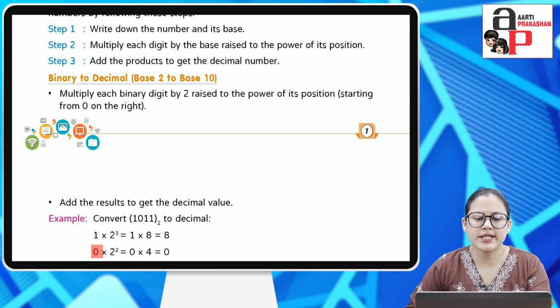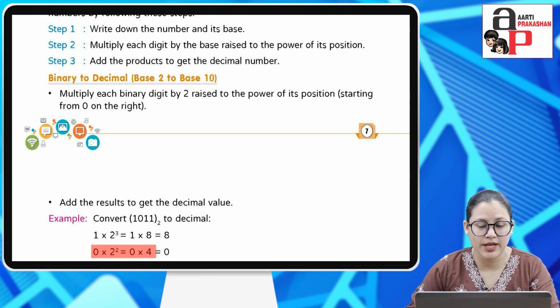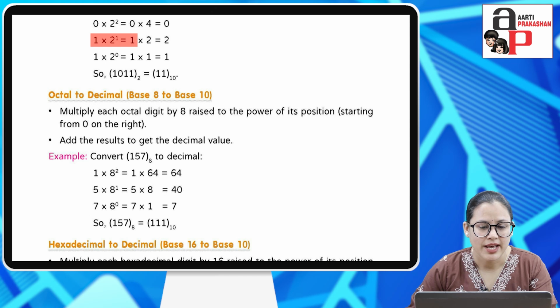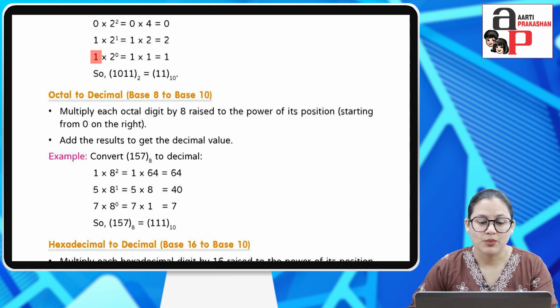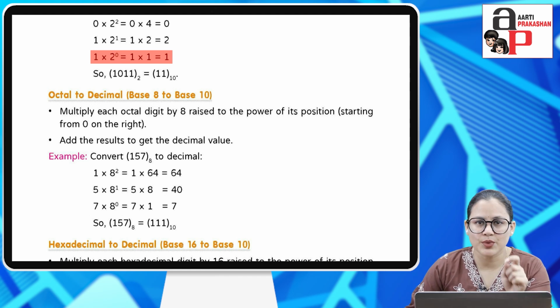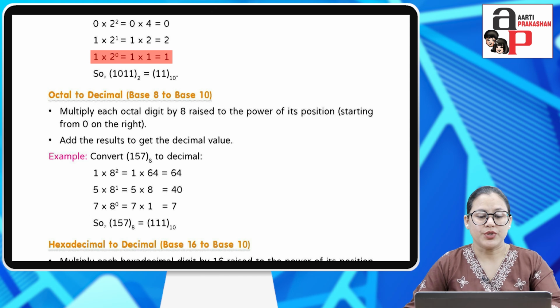Now, the next digit is 0 after 1, right? So 0 into 2 raised to the power 2. And 2 raised to the power 2 is 4, you know that. But 0 into 4 is 0. Next, 1 into 2 raised to the power 1. So 1 into 2 is 2. And 1 into 2 raised to the power 0 is equal to 1 into 1. Remember that, students. 2 raised to the power 0 is not 0. It's 1. Okay. So 1.